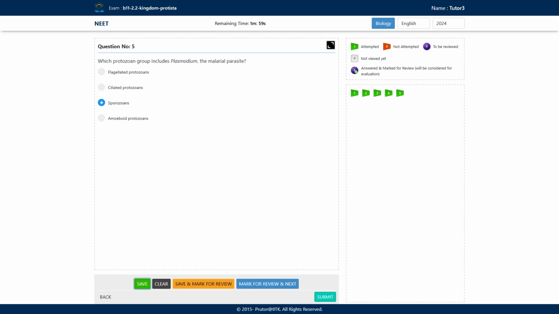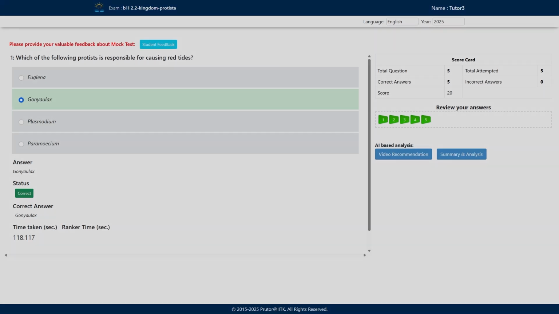Clear? So this was the end of the DPP. We have covered the theory, and we have discussed the DPP also. Okay, let's submit it. So all our answers are correct. Clear? So in the next session, we'll be talking about the kingdom fungi.